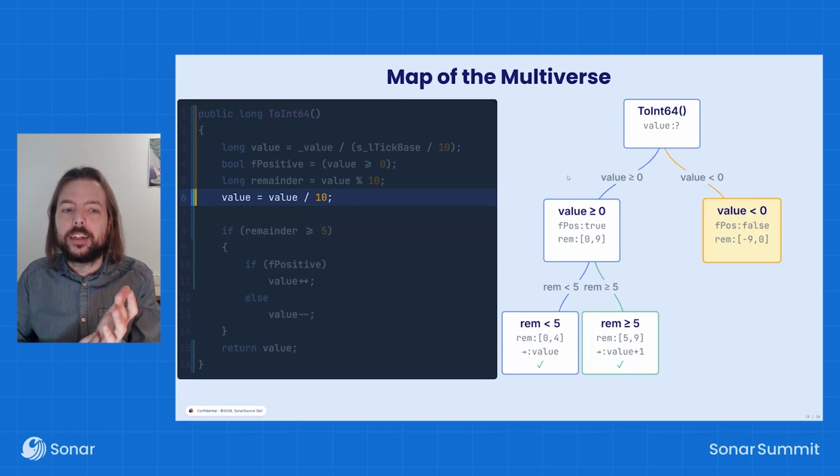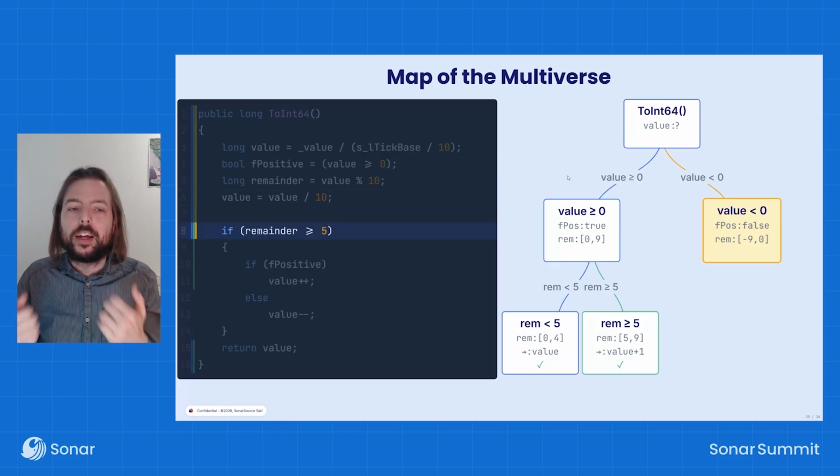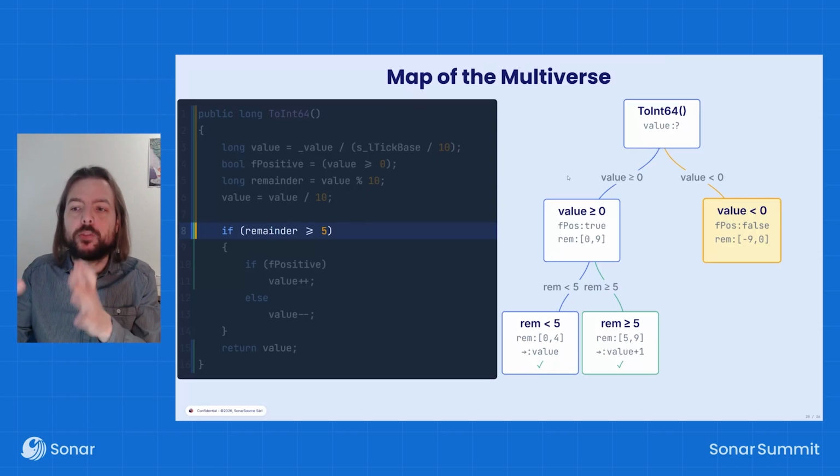And here, the interesting thing happens, right? Remainder is between -9 and 0. But the condition is remainder must be equal or greater 5. Well, that's of course always false. If the remainder is negative, it cannot be equal or greater 5. So the engine is like, this is not even a condition. This is under the assumption we've just taken that value is negative. This is always false. We just jump to the end and we're good.